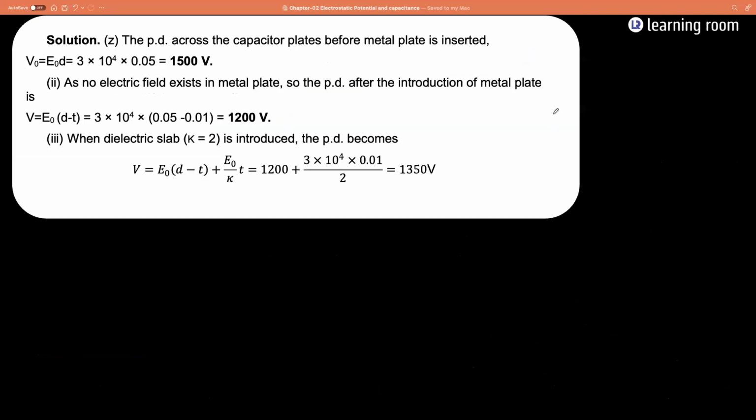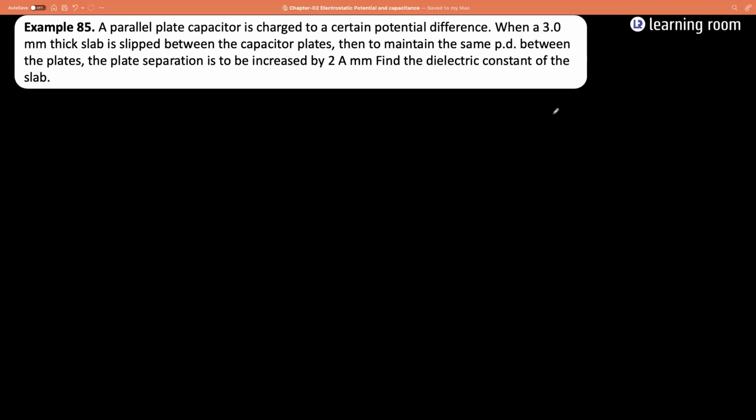So where is it? A parallel plate capacitor is charged to a certain potential difference. When a 3 mm thick dielectric slab is slipped between the capacitor plates, then to maintain the same potential difference across the plates, the plate separation is to be increased by 2 millimeter. Find the dielectric constant of the slab. Slightly tough only. But right.